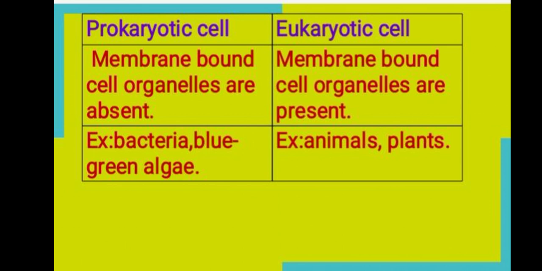Organisms having prokaryotic cell will be called prokaryotes, whereas organisms made up of eukaryotic cells will be called eukaryotes. We can have examples of prokaryotes here: bacteria, blue-green algae. Examples of eukaryotes are animals, plants.